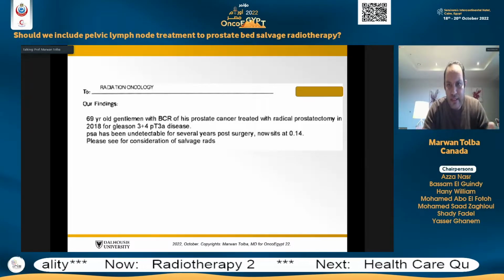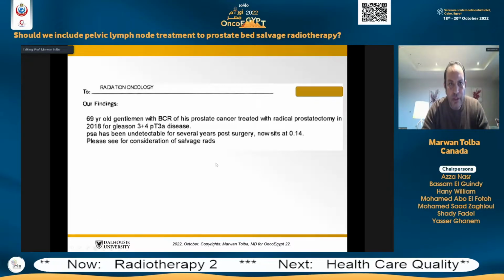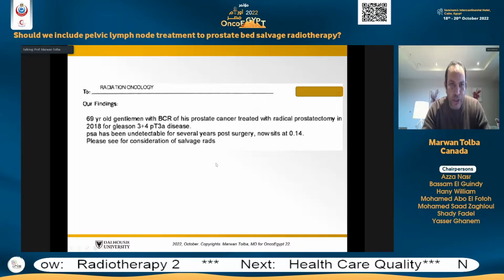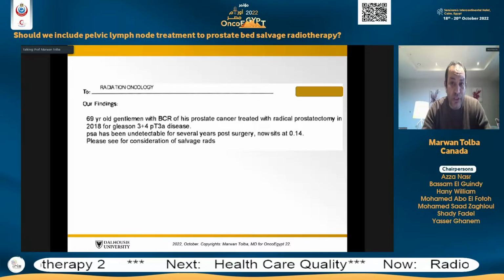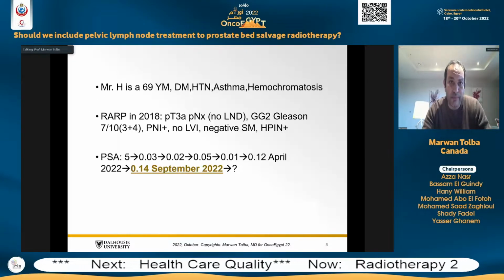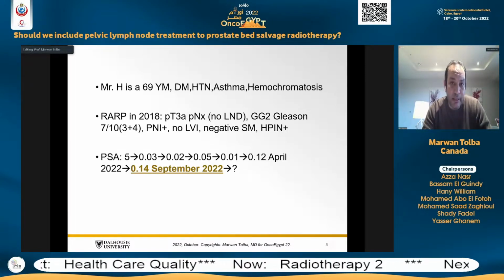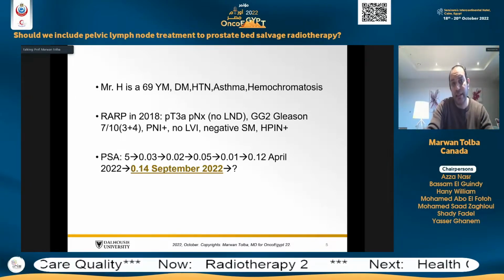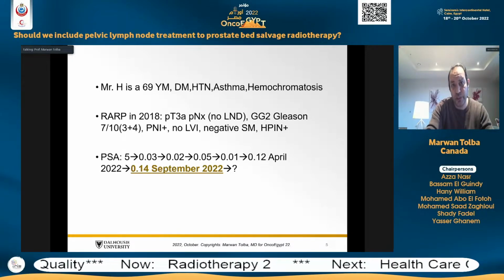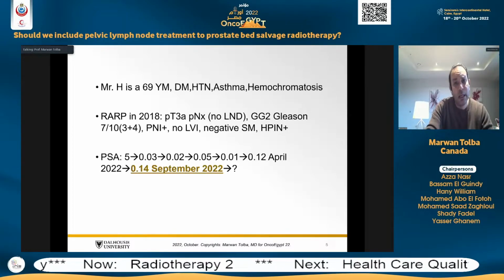This is a real referral for a patient, a 69-year-old, referred to my clinic for salvage radiation consideration at a post-prostatectomy PSA of 0.14. This patient was diabetic, hypertensive, asthmatic, and had been treated for hemochromatosis in his past medical history. He had a robotic-assisted radical prostatectomy in 2018.